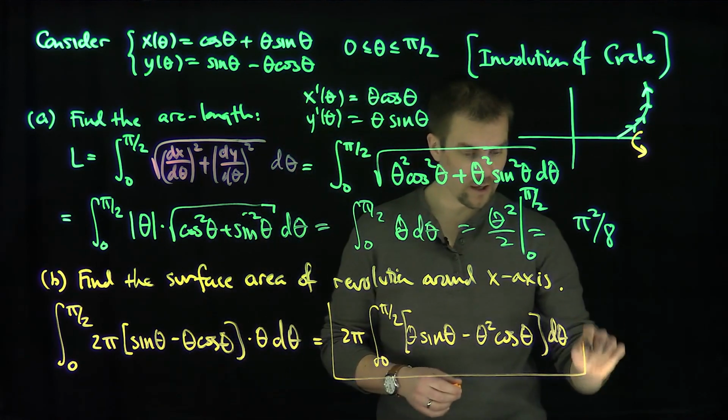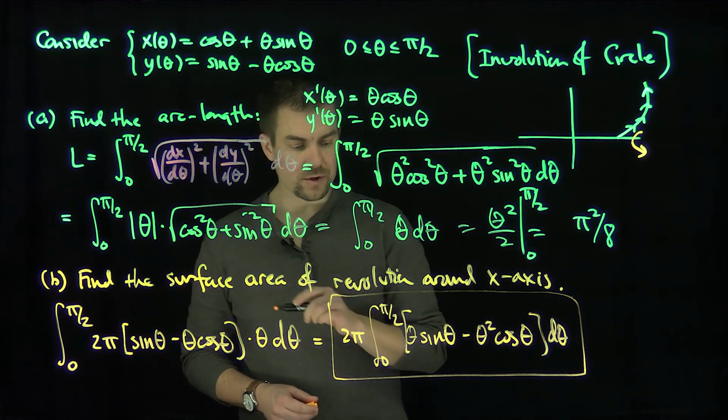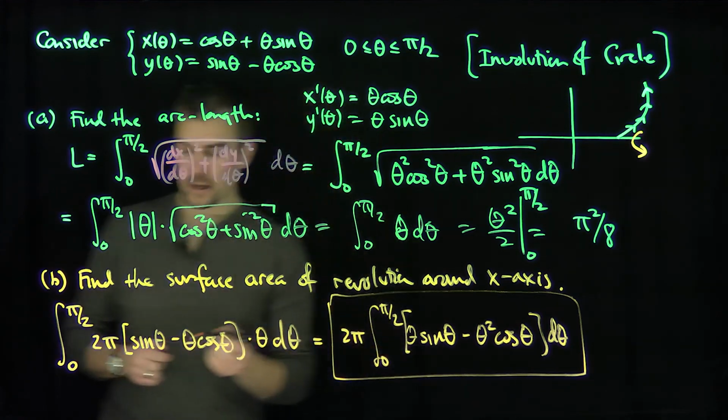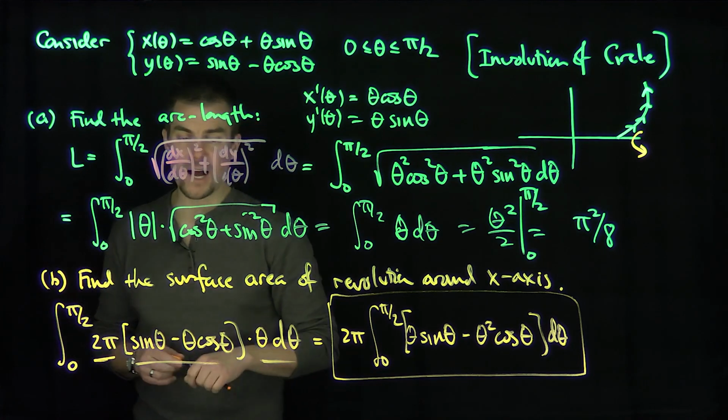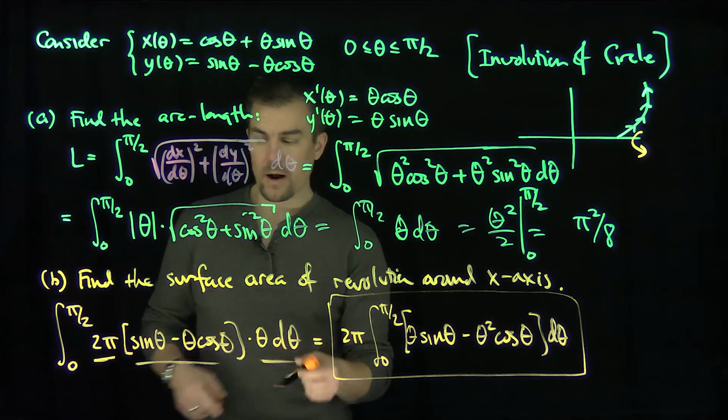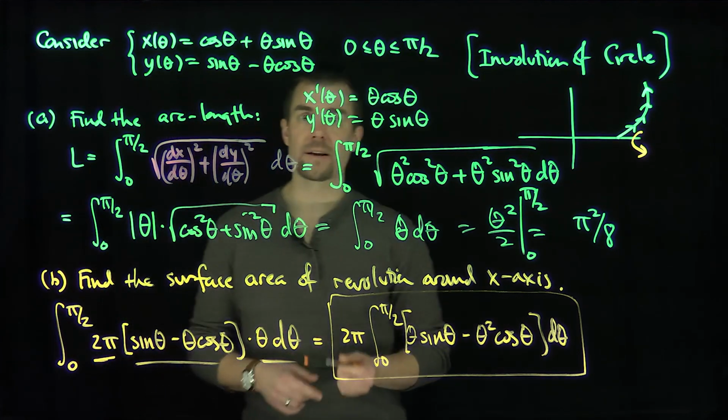But this equation over here, once we integrate it, will give us the surface area of revolution around that surface. And the key idea here is that you always have 2 pi times y times your ds. And I've dropped the absolute value over here because, again, theta is in the range where theta is not negative.